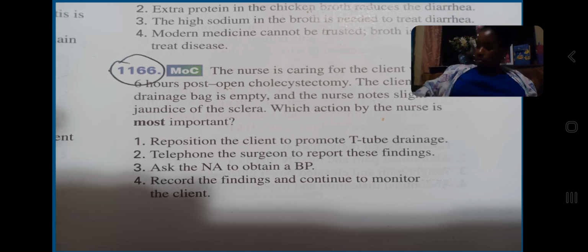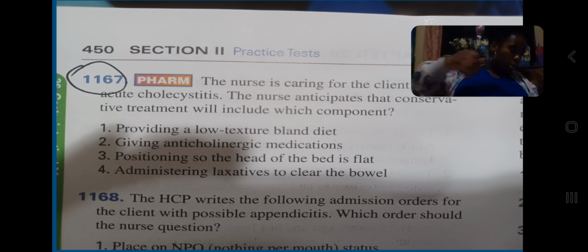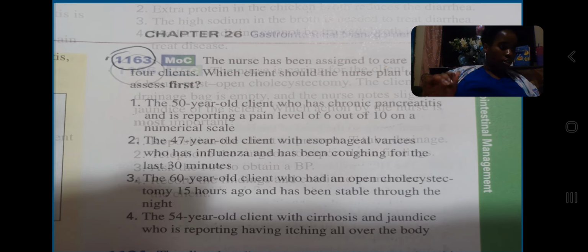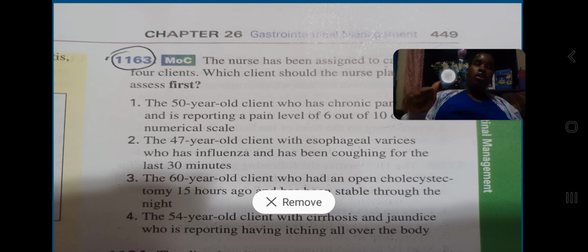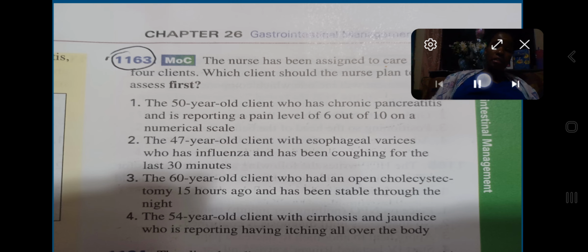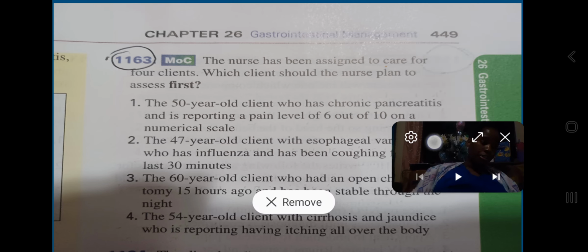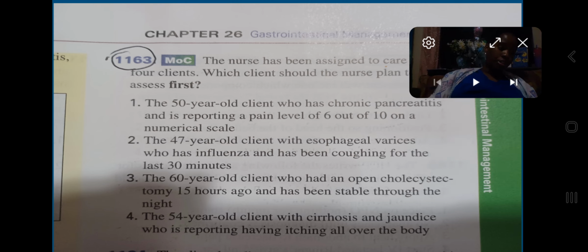Okay. Our next one is here. The nurse has been assigned to care for 4 clients. Which client should the nurse plan to assess first? Is it 1, the 50-year-old client who has chronic pancreatitis and is reporting pain level 6 out of 10 on a numeric scale? Okay, let's assess the other ones because pain is a priority. I'm going to give y'all time to read this. The nurse has been assigned to care for 4 clients. Which client should the nurse plan to assess first?